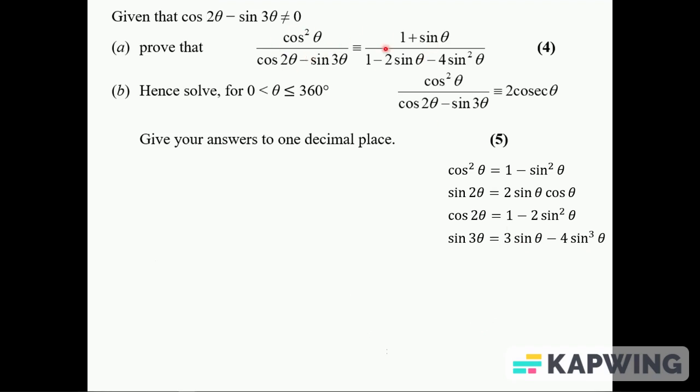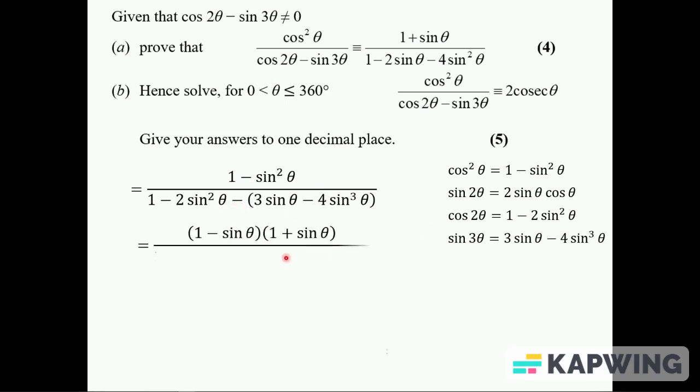Then put it into here, and hopefully we can get what's on the right hand side. The cos squared will change to 1 minus sine squared, which isn't 1 minus sine, but we'll get there. The cos 2 theta is 1 minus 2 sine squared, and sine 3 theta, which I've just worked out. And then I'm going to write that bottom line like this, and I'm going to treat the top line as a difference of 2 squares. I can write it as 1 minus sine theta multiplied by 1 plus sine theta, and hopefully I'll be able to get rid of this 1 minus sine theta.